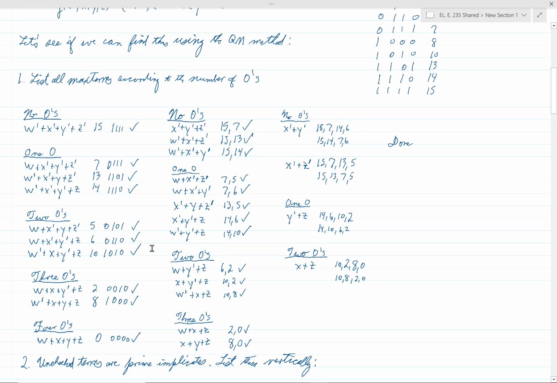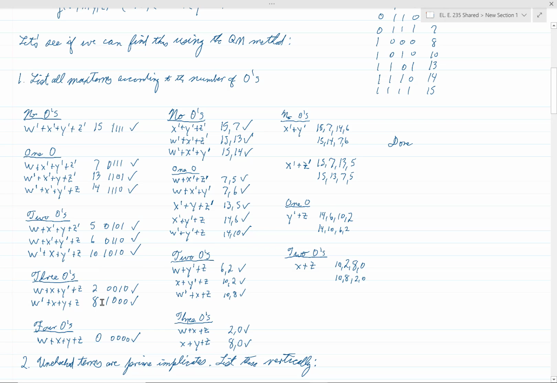Okay, now we look for combinations between terms in the 2 zeros group and the 3 zeros group. Okay, 5 and 2, the difference is 3, so that's no good. 5 and 8, the lower number is larger, so that's no good. 6 and 2, that will work, so we have 6 and 2 right here.